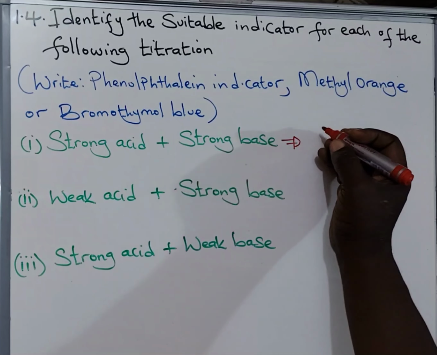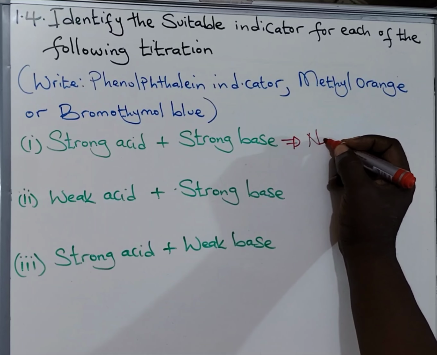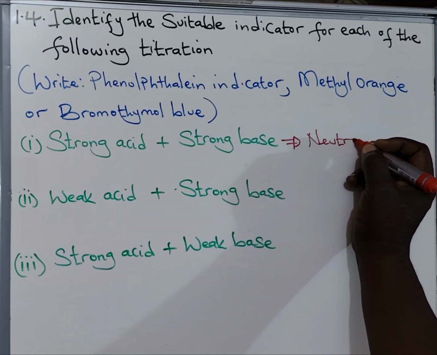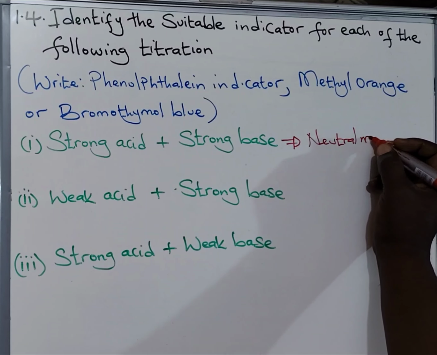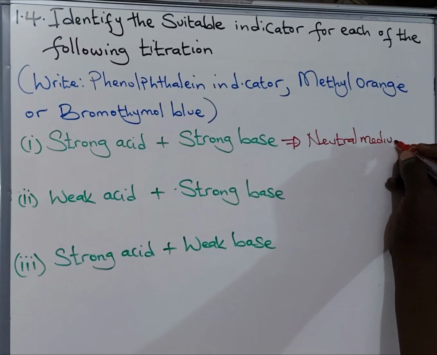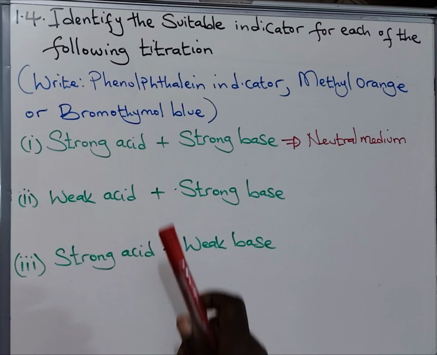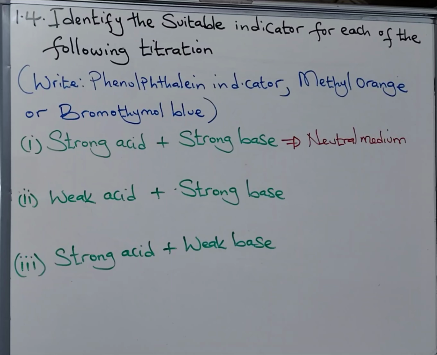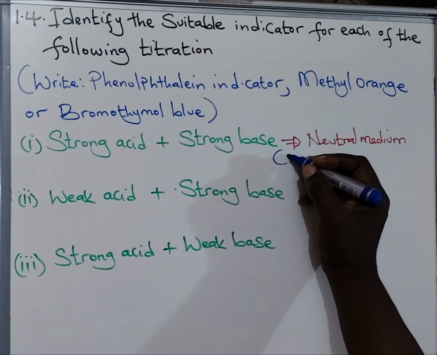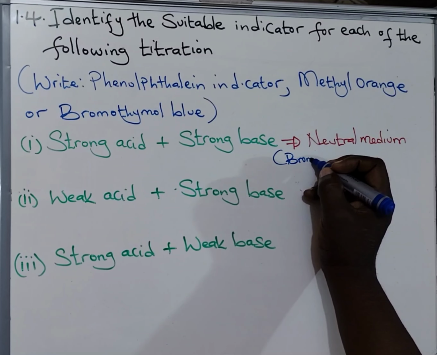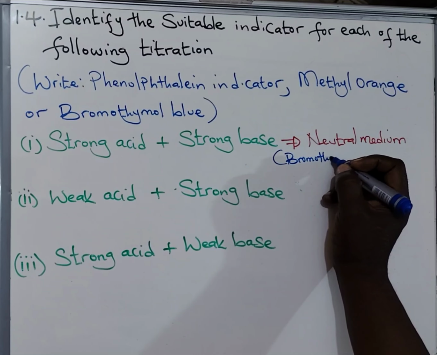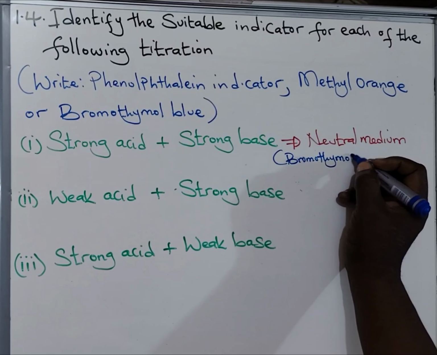A strong acid and a strong base produces a neutral medium. It's neither acidic nor basic. So which indicator works best in the neutral medium? The indicator is bromothymol blue.